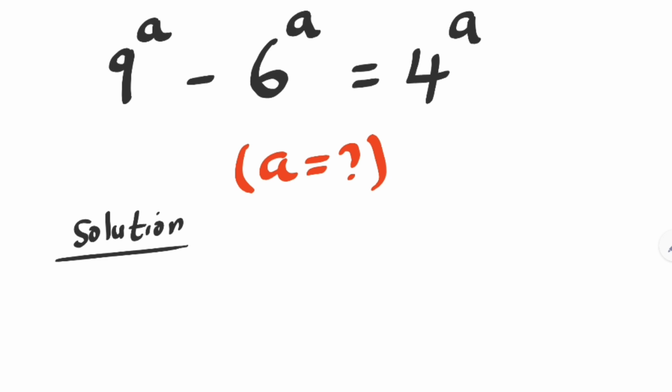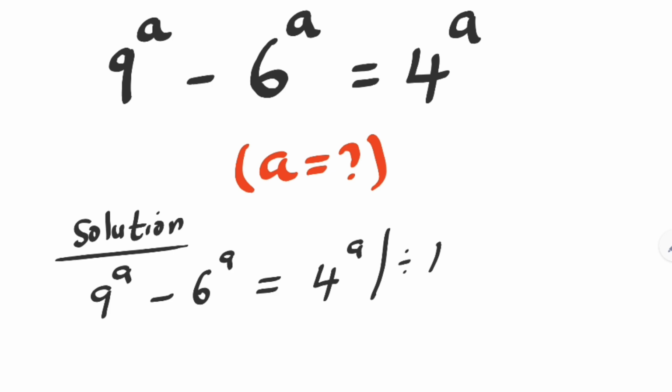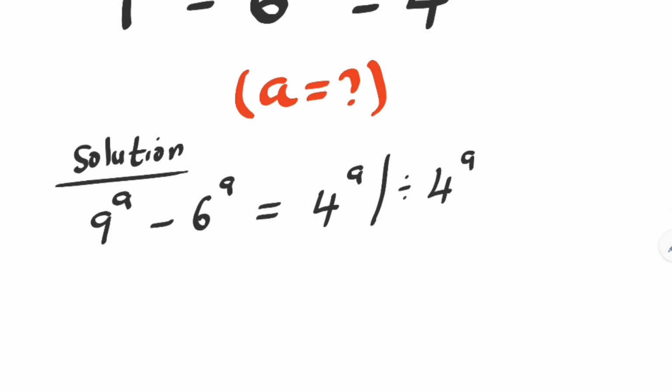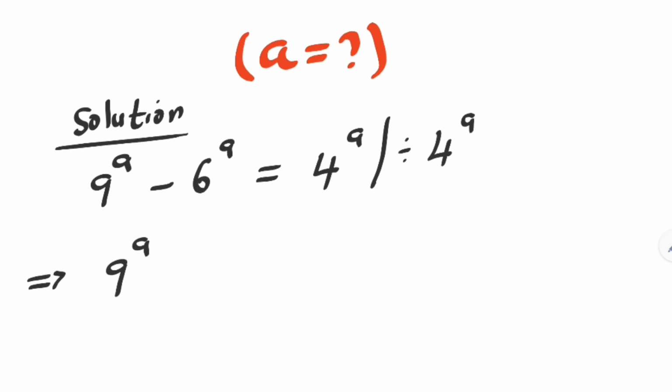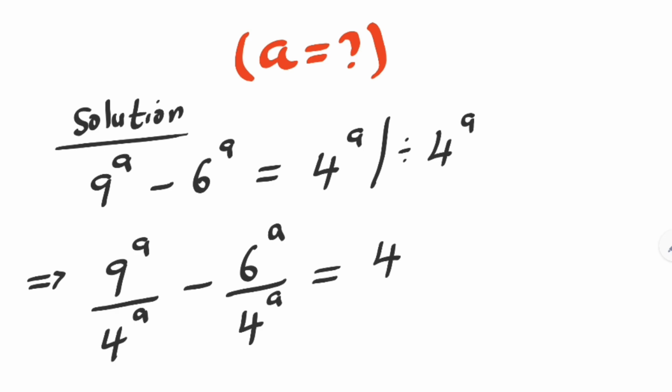The given equation is 9 raised to power A minus 6 raised to power A is equal to 4 raised to power A. Let us divide the whole of this equation by 4 raised to power A. 9 raised to power A divided by 4 raised to power A minus 6 raised to power A divided by 4 raised to power A is equal to 4 raised to power A divided by 4 raised to power A. This cancels this.